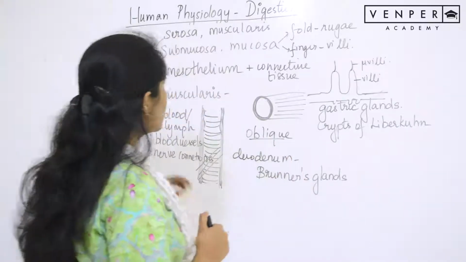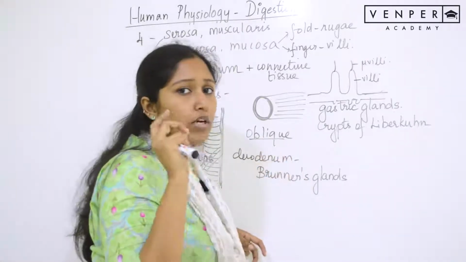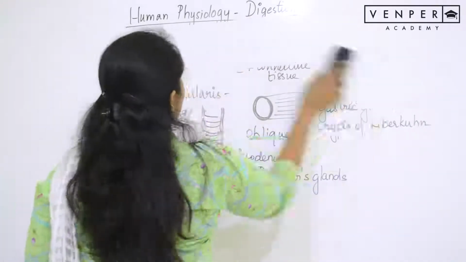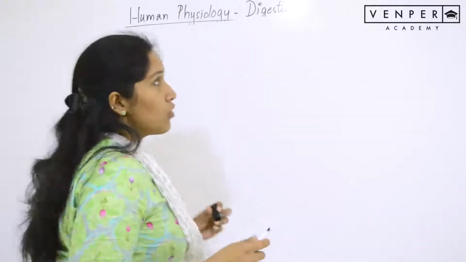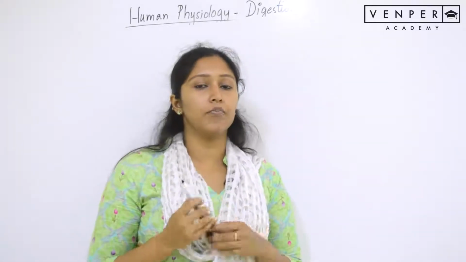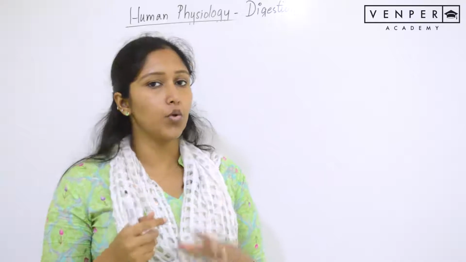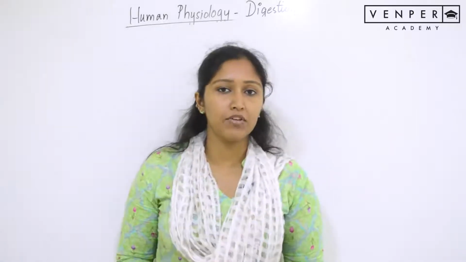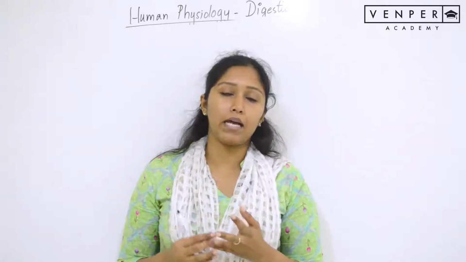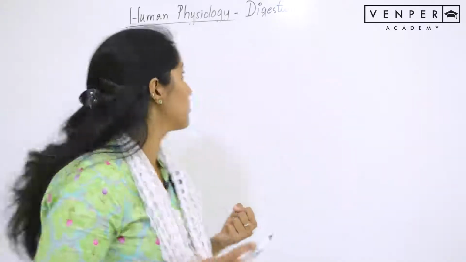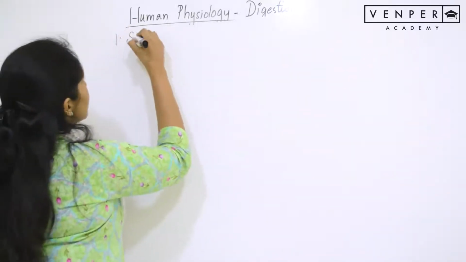Now let's look specifically at the different digestive glands. We have three main glands that we are going to look at. The first is your salivary gland, the next is your pancreas, and the third is your liver. First, the salivary gland.